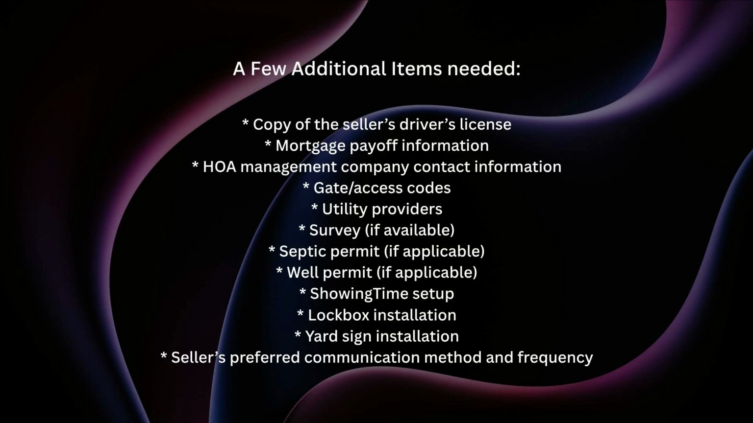As part of your listing preparation process, there are several additional items you should collect and confirm with the seller. Obtain a copy of the seller's driver's license. Gather mortgage payoff information. Collect the HOA management company's contact information if applicable. Make sure you have any gate or access codes needed for showings. Obtain information for all utility providers servicing the property.